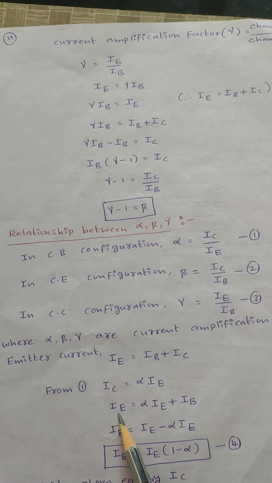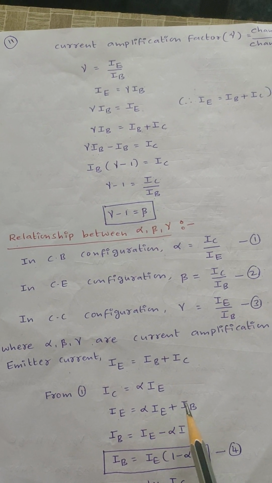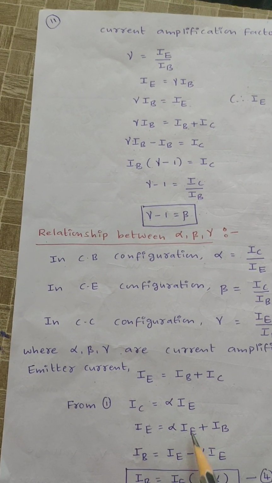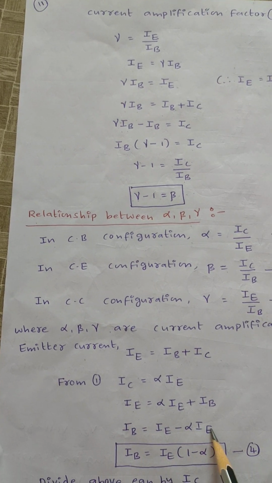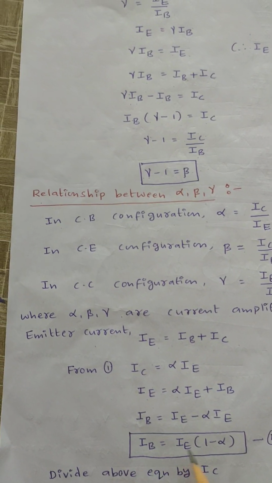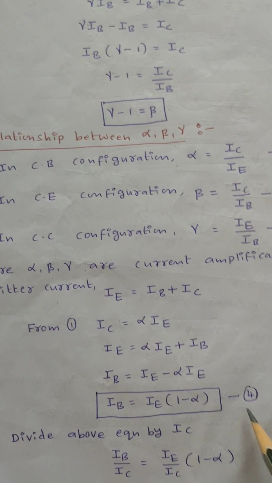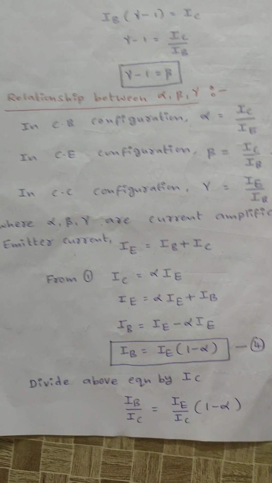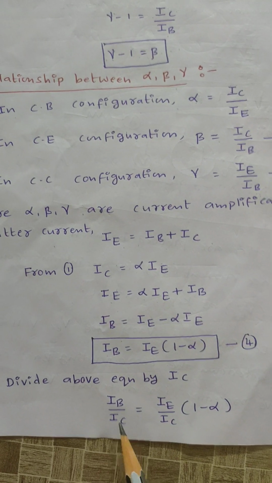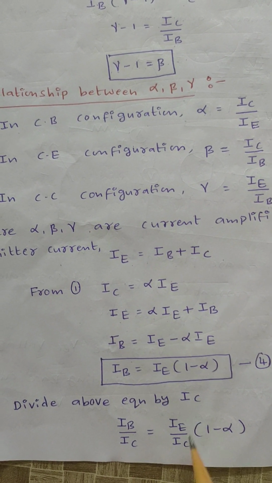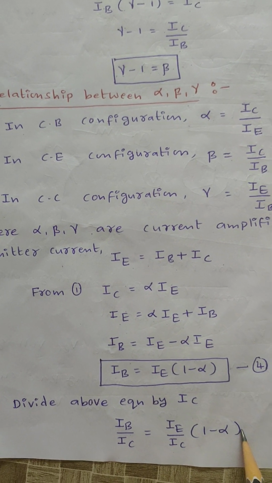You will get IE is equal to alpha into IE plus IB. Then IB is equal to IE minus alpha into IE. Then you will get IB is equal to IE into 1 minus alpha. Assume this as equation number 4. Divide the above equation by IC. Then IB by IC is equal to IE by IC into 1 minus alpha.